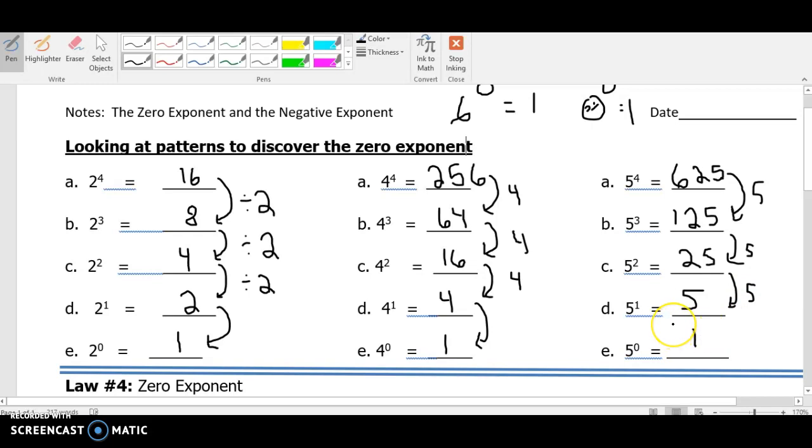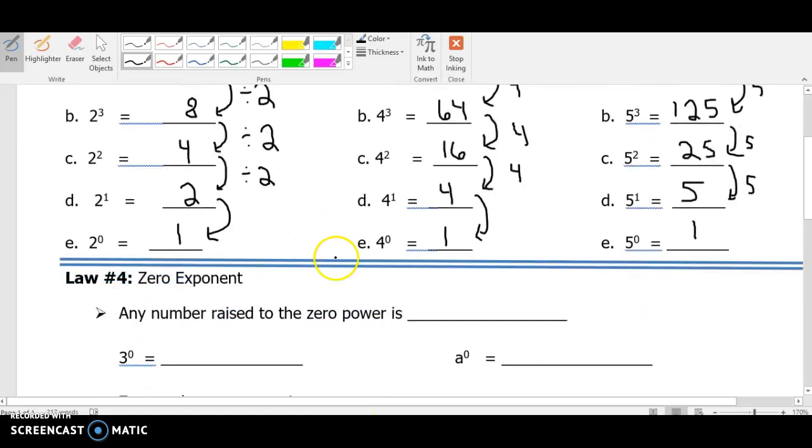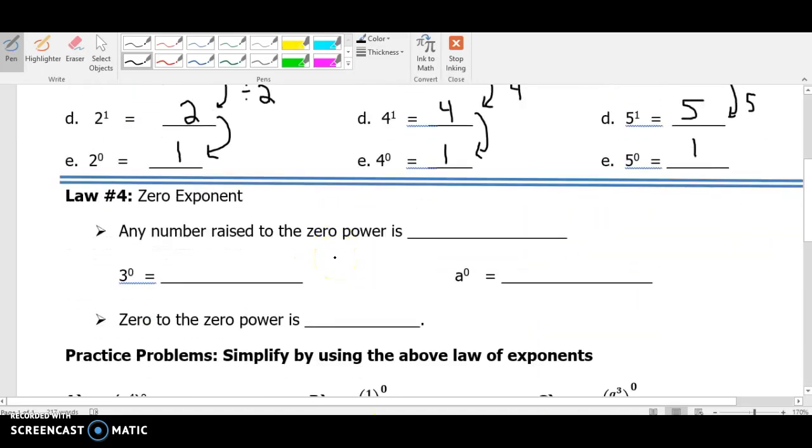This is using a pattern to recognize why the zero exponent is going to equal 1. Now, we've already briefly talked about this, but to put it in formal terms for our notes, any number raised to the 0 power is 1. 3 to the 0 is 1, 8 to the 0 is 1. Anything to the 0 power is 1.